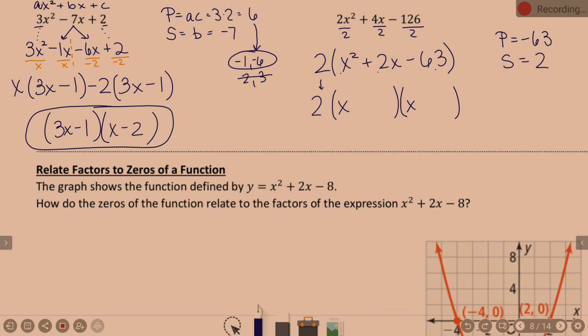If you list your pairs for 63: 1 and 63, 2 doesn't work, 3 and 21. No even numbers go, so skip 4. I know 5 doesn't go. 6 is even. 7 and 9. How did you make the signs work with 7 and 9? -7 plus 9. Because a negative times a positive is a negative, and it adds to be a positive 2.